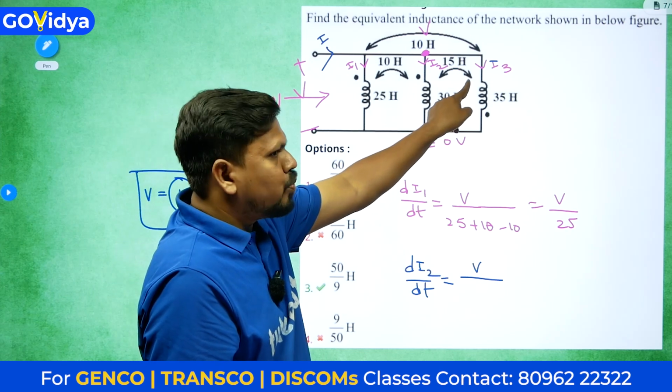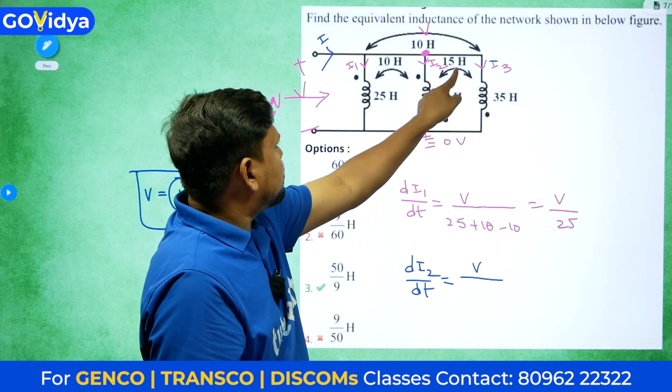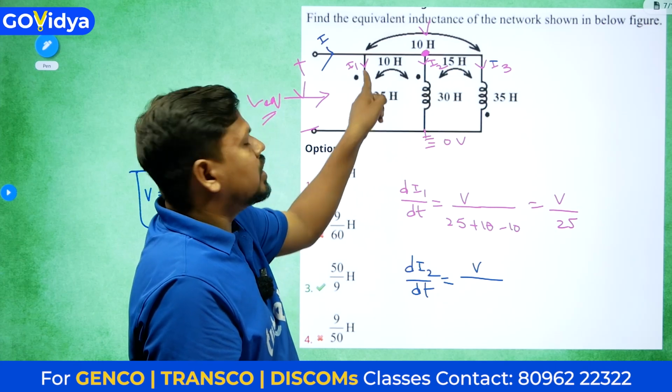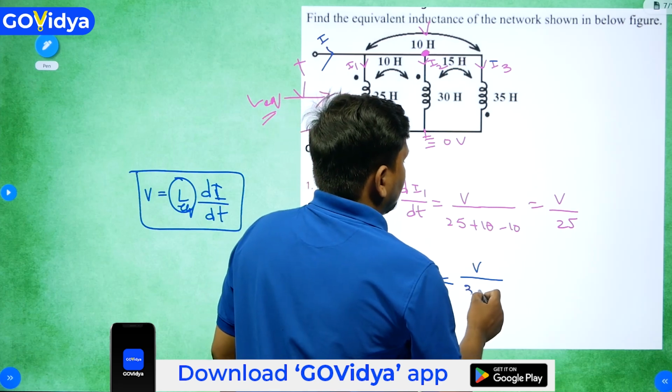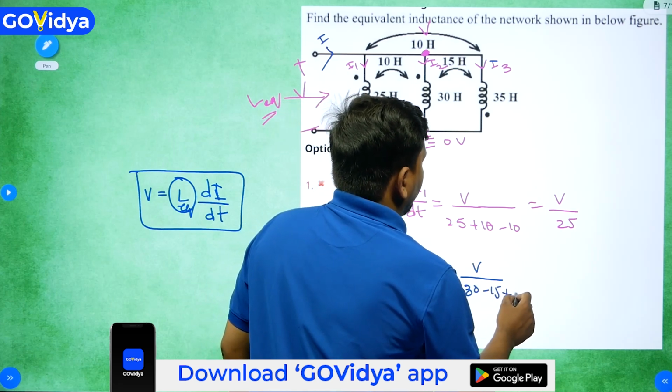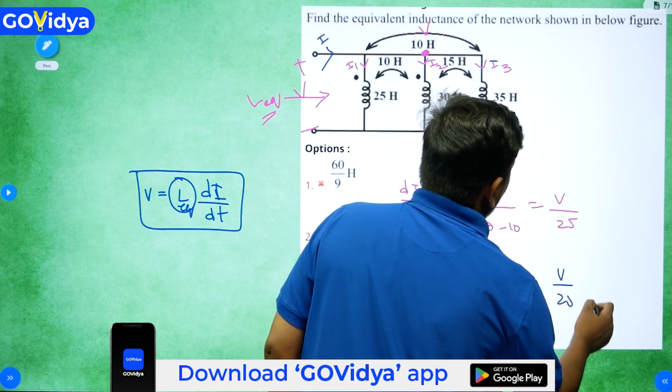30. This is opposing. Here current is entering, here current is leaving. So 30 minus 15, and from here to here 10 is there, so 30 minus 15 plus 10. That means it will again be V by 25.